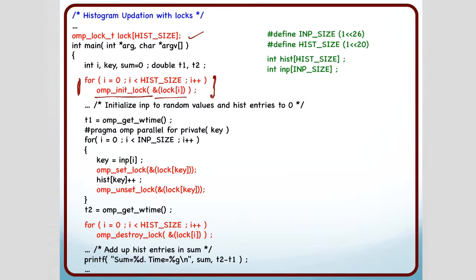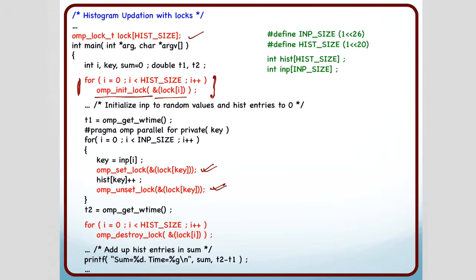And how do I use the lock? When I want the lock, I call the omp_set_lock function and I pass to it the address of the lock. It must be initialized, right? And how do I release a lock? I call omp_unset_lock. Okay, same arguments.